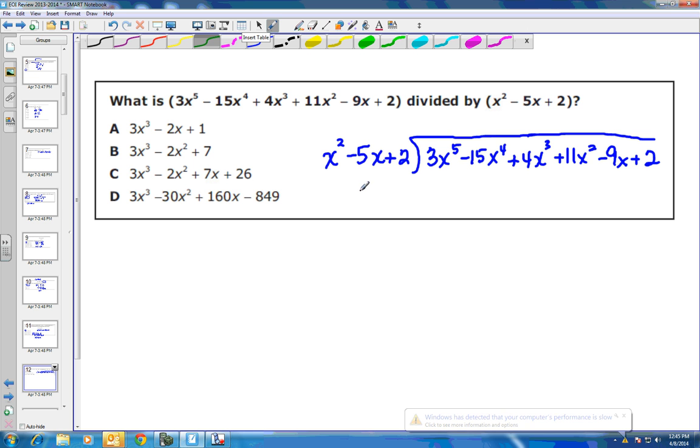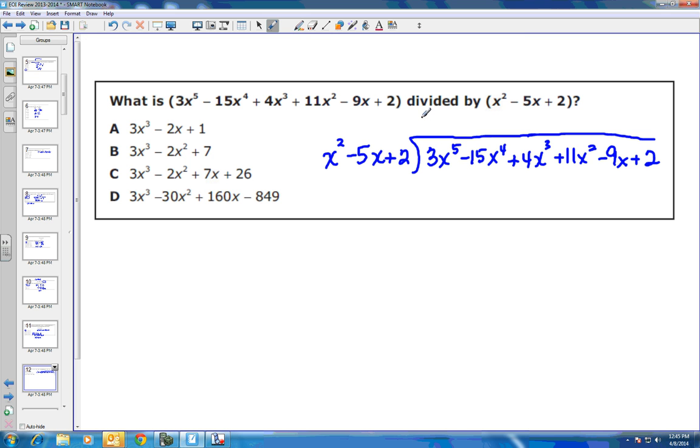All right, so here we go. And the good thing is, some of these problems, the longer ones, you can start the problem off, and then it's going to eliminate your answers once you get going. So let's start off, and I know you may have forgotten, but I'm going to start off with x squared. What times x squared will give me 3x to the 5th? 3x to the 3rd.